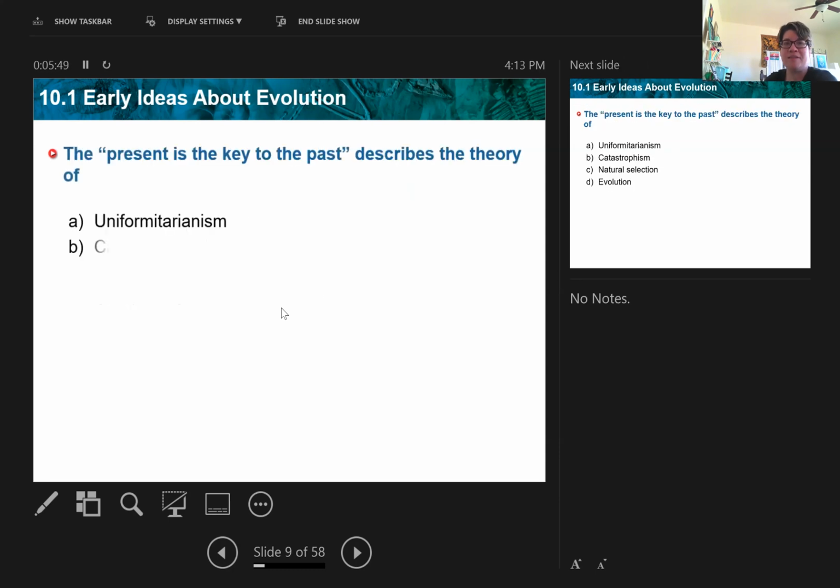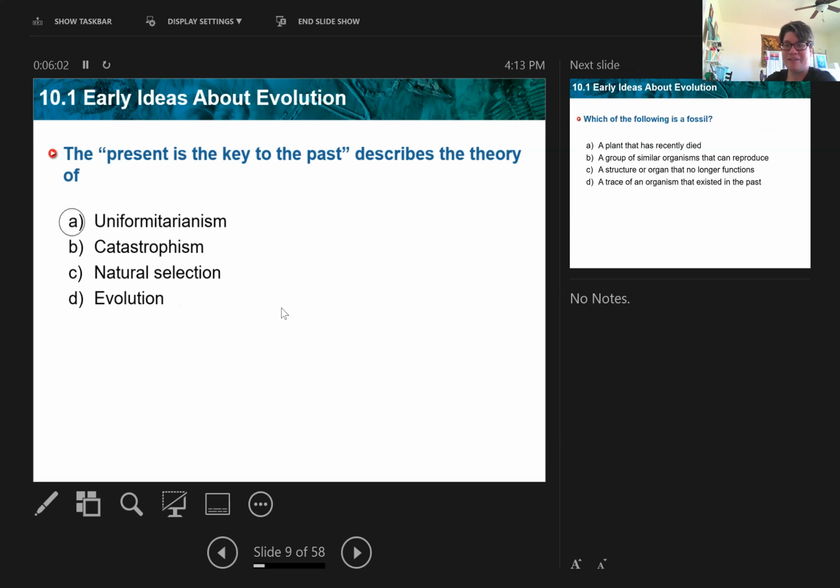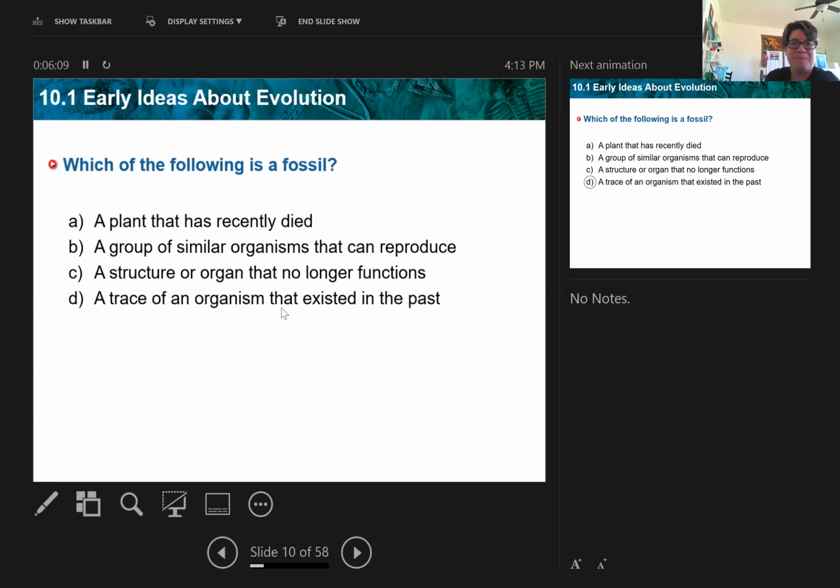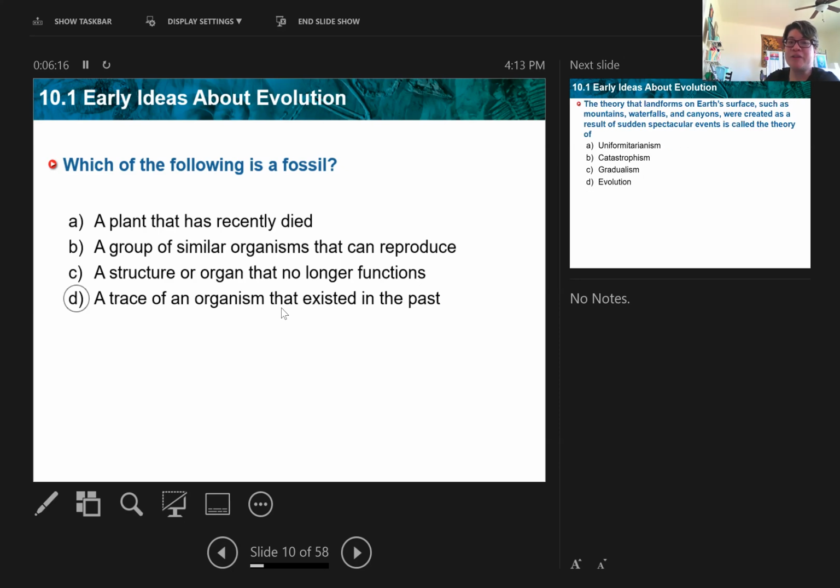And then the present is the key to the past. Which one is that? So that is uniformitarianism. Whatever took however long it took back then, it takes now. Which of the following is a fossil? So that is a trace of an organism that existed in the past.